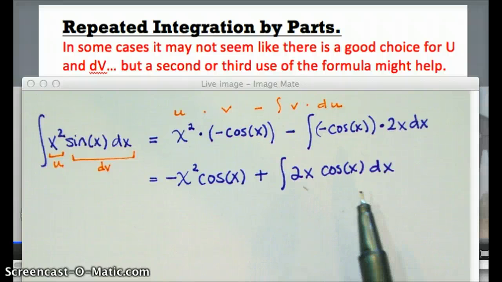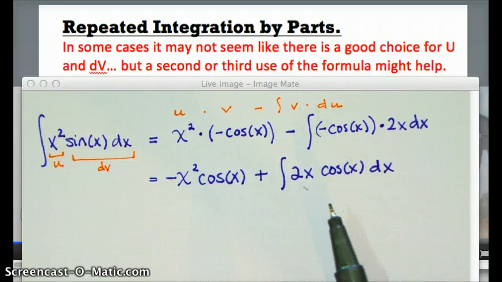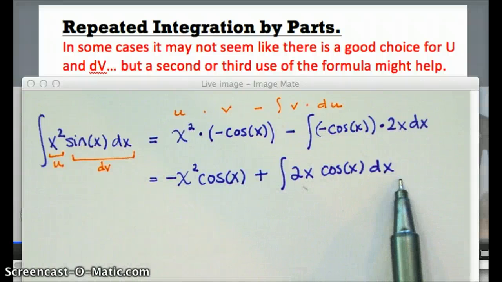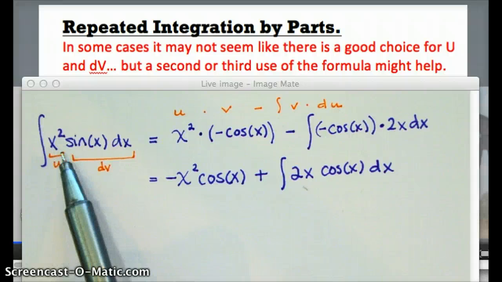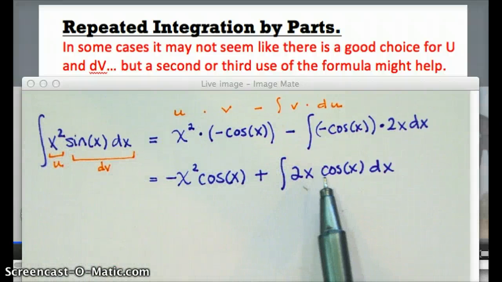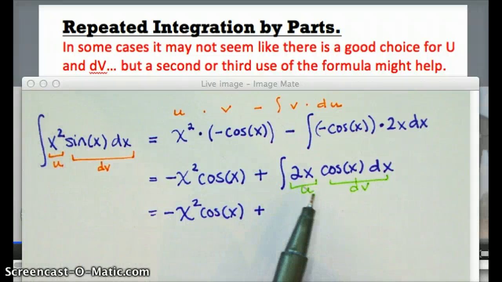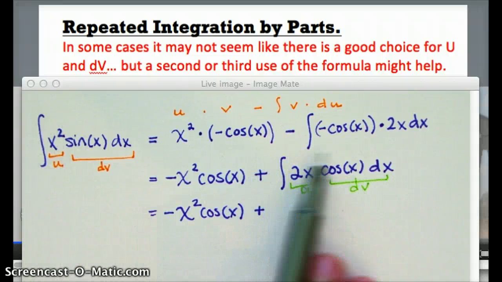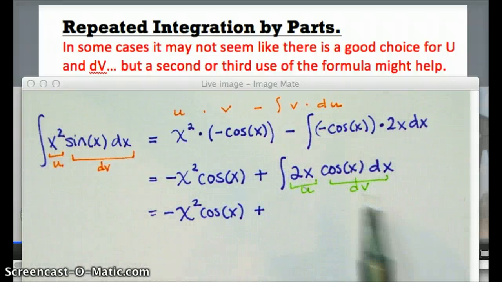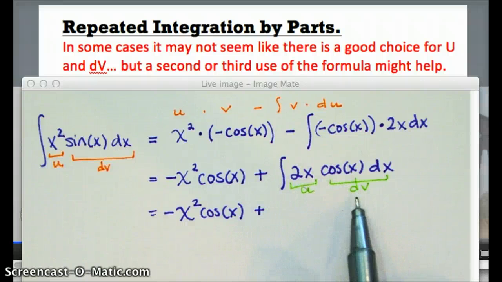And you might think, oh, well, we did it wrong. We actually didn't do this wrong. We just need to do this again. Given this new expression, which has to equal what I started with, and is a little bit simpler because the x squared is now just an x, I want to take it another step. So I'm going to keep the first term, and I'm going to pick a new u and dv for this new integral. Again, I chose cosine to be my dv.